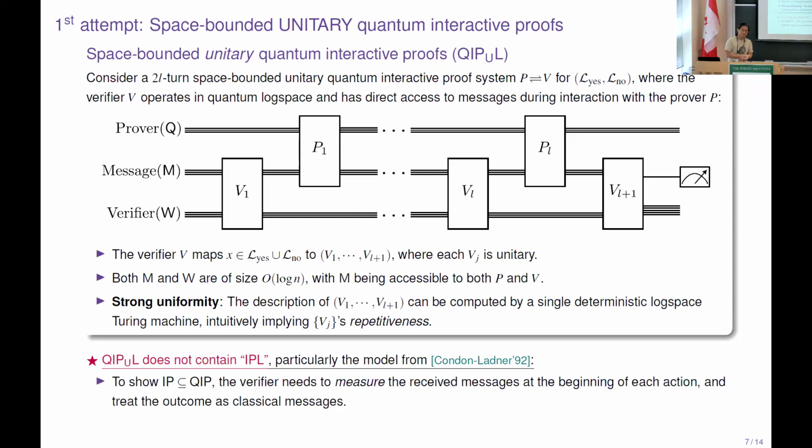The reason is, for instance, if you want to show IP contains QIP, the soundness is only against classical messages. To use this soundness directly, the verifier really needs to measure whatever messages it received from the prover at the beginning of each round, which requires a lot of measurements, and this cannot be done in this system. So the takeaway here is that soundness against classical messages does not trivially extend to quantum, particularly if the verifier can only use unitary quantum gates. So we are looking for something stronger.